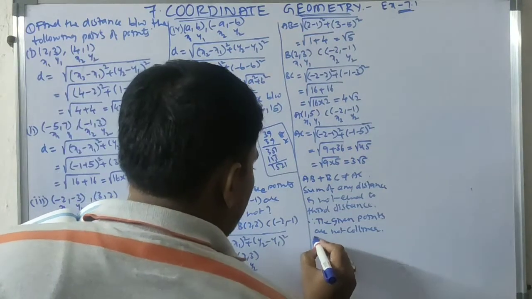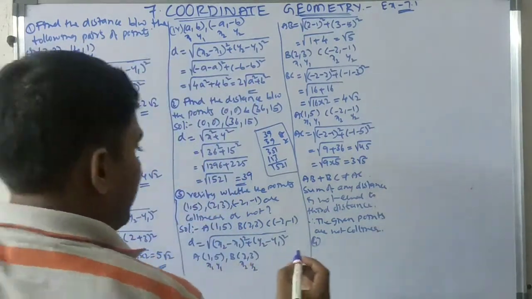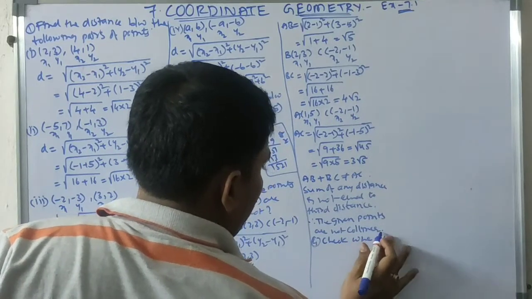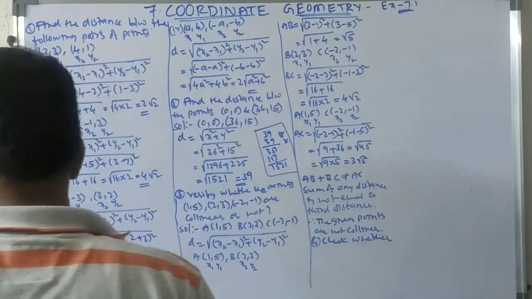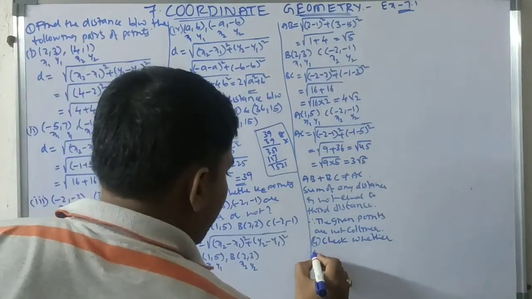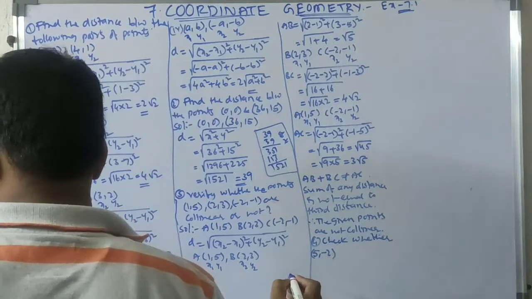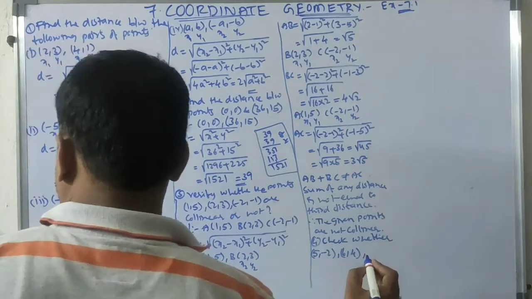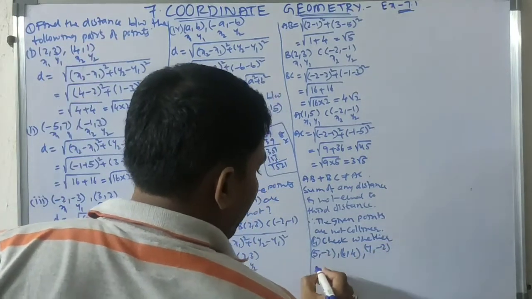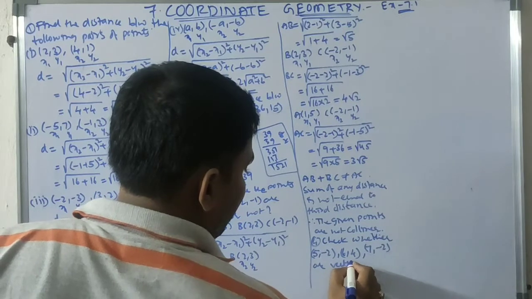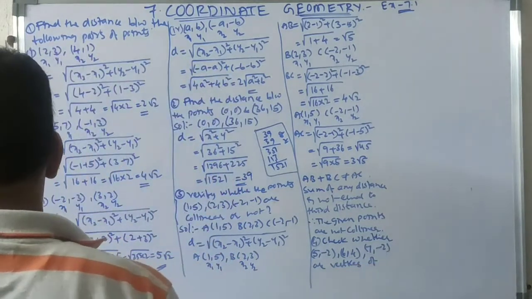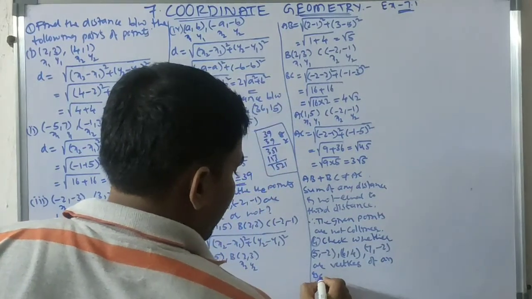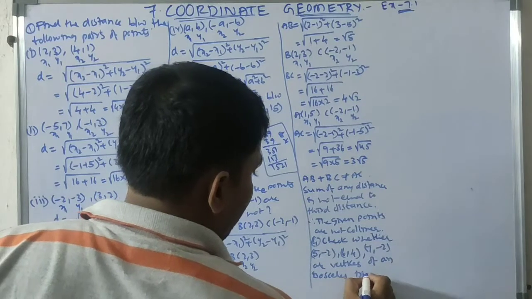Fourth. Check whether (5, -2), (6, 4) and (7, -2) are vertices of an isosceles triangle.